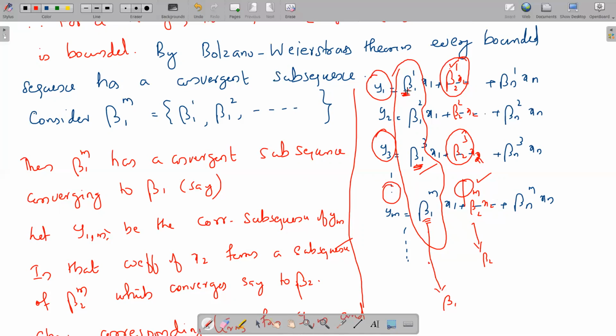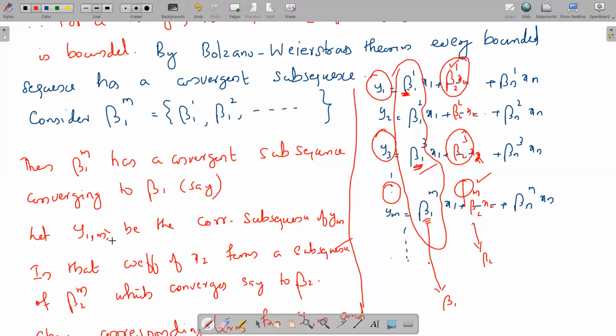so that the subsequence of beta 1m has as its terms the first, third, fifth, seventh terms of the original sequence. Then we pick the corresponding terms of the original sequence y1, y2, y3, y4, etc. So we will choose y1, y3, y5, y7, etc. Then that forms a subsequence of ym. So we get a subsequence y1m of the original sequence ym.